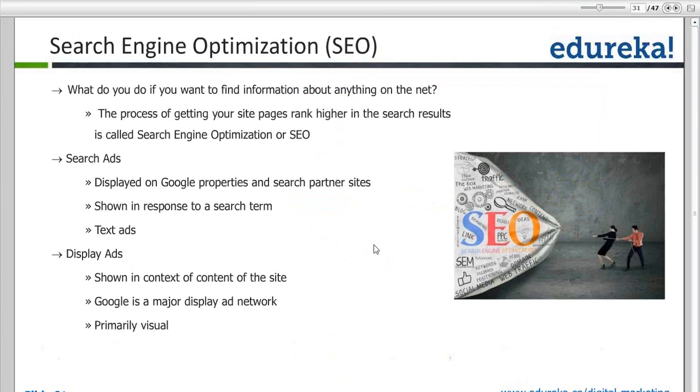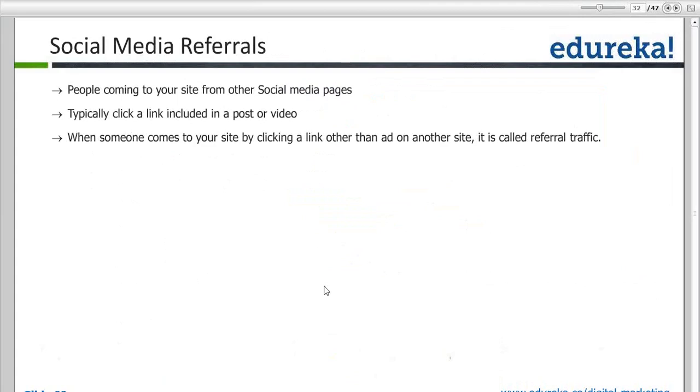If any person clicks on those ads, he will reach your website. So this is how you try and build your traffic. Social media referrals, again, it's very easy to understand. People who come to your website through your social media pages. Let's say you have a Twitter account, a Facebook fan page, a Facebook account, and you're putting out some relevant, engaging stuff, people click on it, they reach your website. This is how your traffic increases.